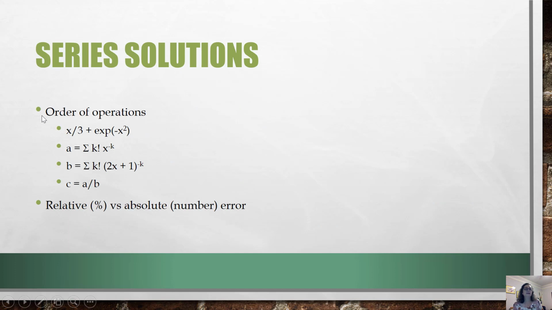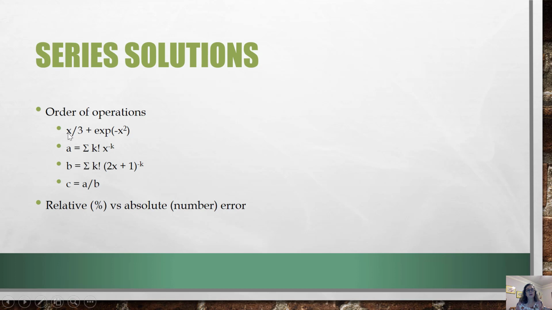Now, in this lesson, what we were talking about was series solutions and the capital sigma summation sign. A lot of this was about order of operations. So, for instance, here I have just some various functions, and let's think about these a little bit. If I had x over 3 plus exponential of negative x squared, this means I'm going to take the number here and divide that by 3.